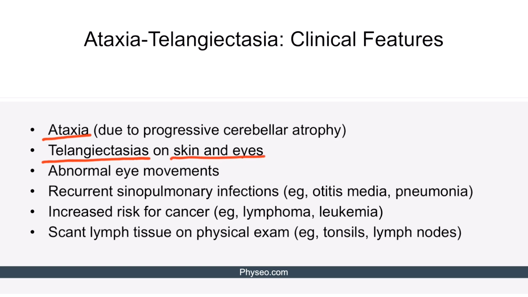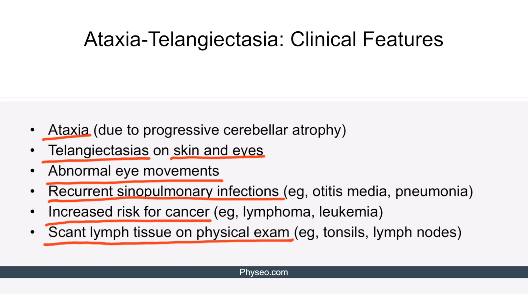The other common clinical features include abnormal eye movements, in part due to cerebellar atrophy, recurrent sinopulmonary infections, such as otitis media or pneumonia, and increased risk for cancer, most commonly lymphoma or leukemia. The increased risk for cancer should make intuitive sense because these patients can't repair DNA as well as the people in the general population. Lastly, patients with Ataxia-Telangiectasia also have scant or even absent lymph tissue on physical exam, which occurs as a result of general lymphopenia.